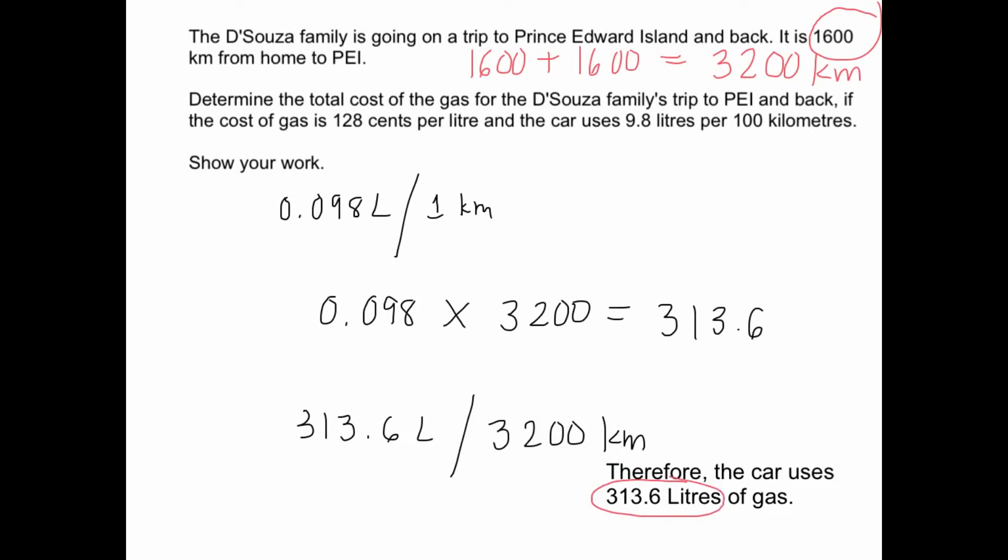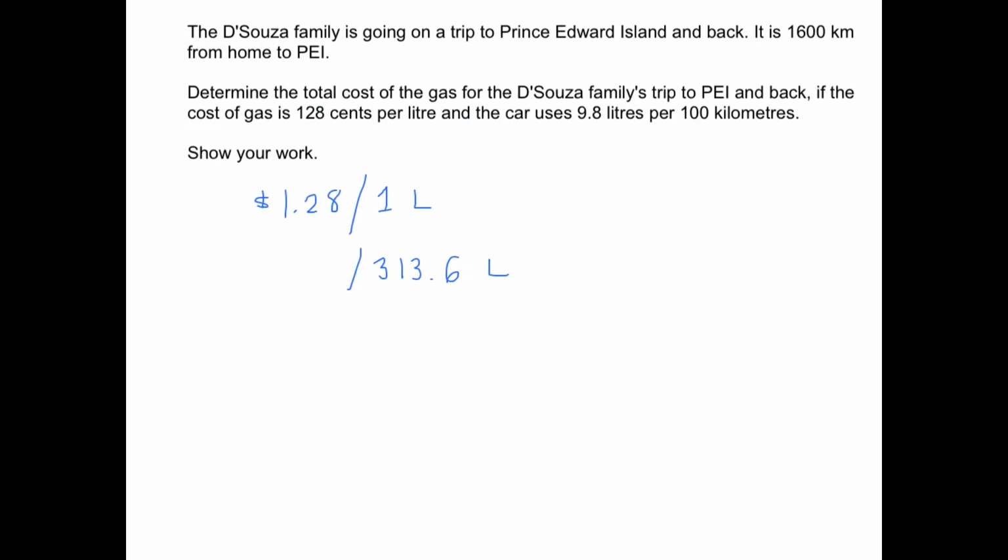But what was the question asking us? The question didn't ask us to determine the amount of gas used. The question asked us to determine the total cost that the gas will be. So what information will help us solve this part of the question? Well, if you remember earlier, we circled 128 cents per liter. So we know the unit rate of cost, which is $1.28 for every 1 liter of gas used. So now what? Well, if we know the total cost for every 1 liter, and we know the total amount of liters that this car needs for the trip, can we figure out the missing cost?